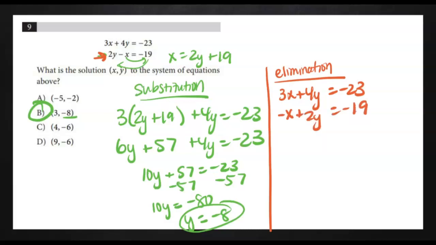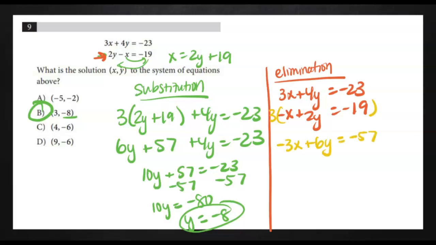I just switched the position of the x and the 2y, and then I could go ahead and multiply that second equation by 3. When I multiply by 3, what's going to happen is that I could eliminate my x as well. Now you could eliminate the y, that's up to you. Either way, you're going to solve for one of the variables, and that way you could see which one will match your answer choice.